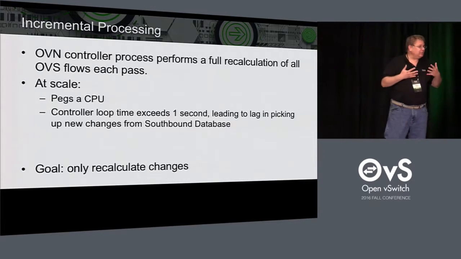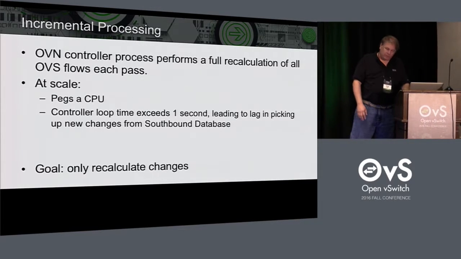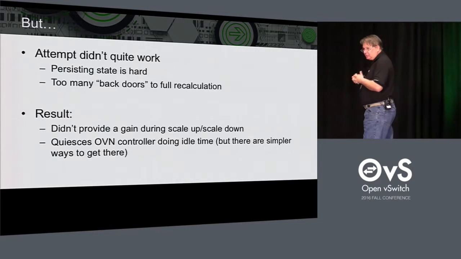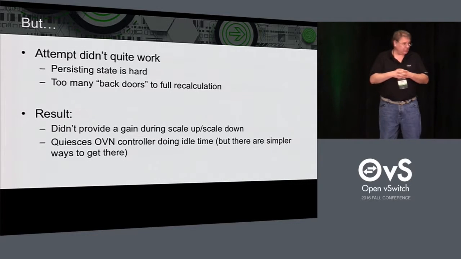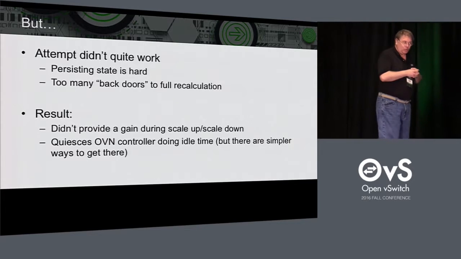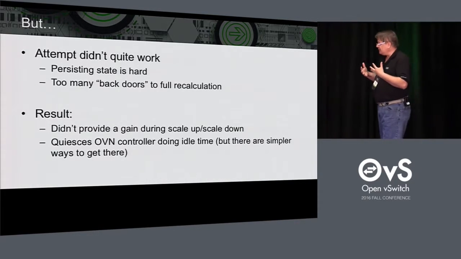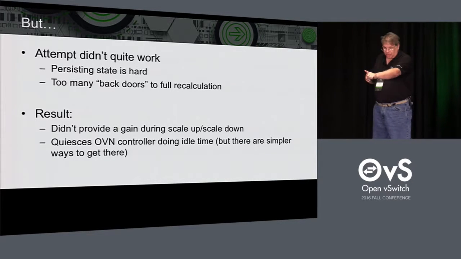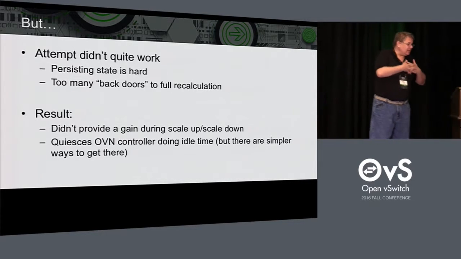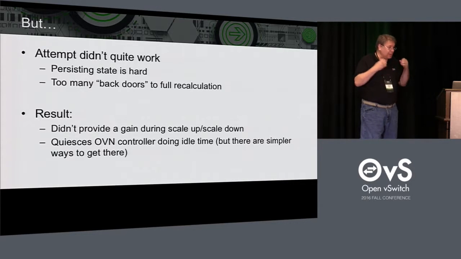So can we only recalculate based on changes? Well, we tried, and it didn't quite work. Turns out persisting state is really, really hard in OVS because there's a lot of things going on, and if you don't get them right, weird bugs happen. Also, because of the way that OVS was structured, and I'm going to give Ben a plug here in just a second, there were a lot of backdoors to recalculate everything to make sure you got it right.